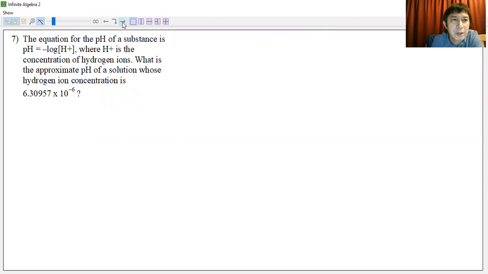Okay, here's number 7. Let's read. The equation for the pH of a substance is pH equals negative logarithm of the concentration of hydrogen ions. Okay, what is the approximate pH of a solution whose hydrogen ion concentration is 6.30957 times 10 to the negative 6? So what do we have this time? We have the H plus, and we're looking for the pH. All right, and so we can start the solution.